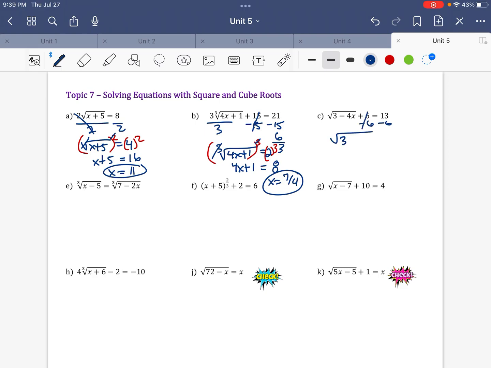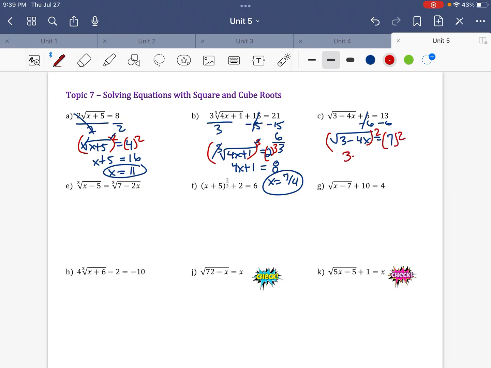All right, letter C, I'm going to take away 6. I have the square root of 3 minus 4x equals 7. Now, one important thing to note: if you clean this up and you have a square root equaling a positive number, that's fine because square roots come out to positive answers. But if you ever get a square root equaling a negative, there's going to be a problem. The square root of a number cannot be negative. Now the cube root of a number can be negative, right? Like the cube root of -8 would be -2. That's possible. But a square root of -4, remember that's 2i, that's imaginary, so that's not going to happen to us here.